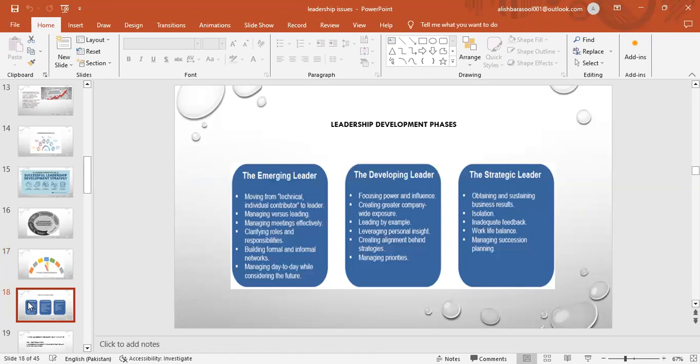Leadership development phases. The emerging leader: moving from technical individual contributor to leader, managing versus leading, managing meetings effectively, clarifying roles and responsibilities, building formal and informal networks, managing day-to-day while considering the future. The developing leader: focusing power and influence, creating greater company-wide exposure, leading by example, leveraging personal insight, creating alignment behind strategies, managing priorities. The strategic leader: obtaining and sustaining business results, isolation, inadequate feedback, work-life balance, managing succession planning.